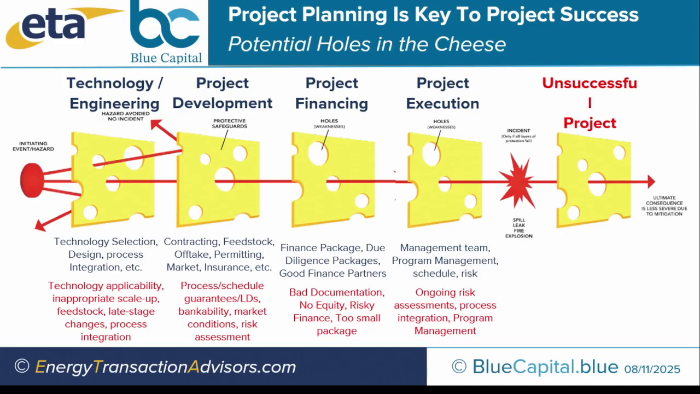We put our heads together and figured the first one would probably still be technology and engineering. You want to make sure you choose the right technology. You want to make sure you do the proper process integration, and that your feedstock spec matches your technology and your technology matches your offtake spec, things like that. And that matches up with ISO 9001 protocols.